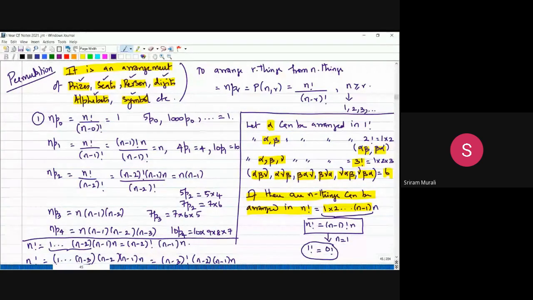So this is the way to arrange r things from n, that is nPr. nPr can be written as P of n comma r, that is n factorial by n minus r factorial. Here n should be more than or equal to r, because from the total n we take r. For example, if there are 10 prizes, I can take 3 prizes from them, but I cannot take 11 or 12 prizes, or 3.2 prizes. So what will n be? A whole number. Understood?